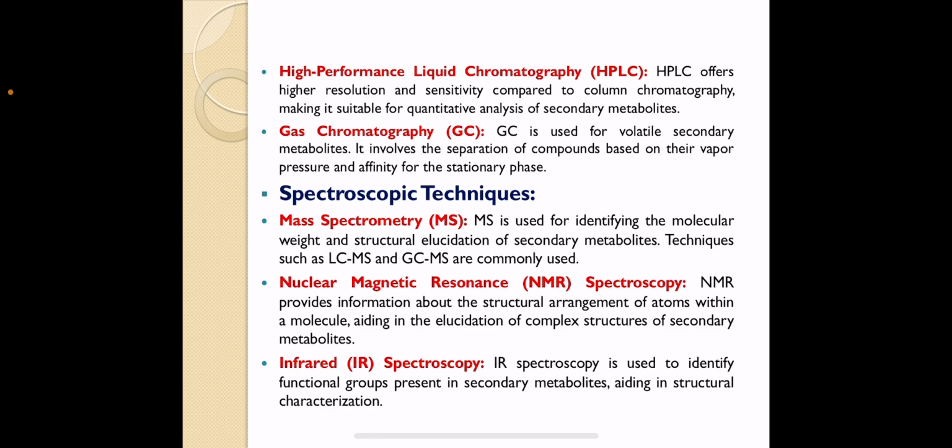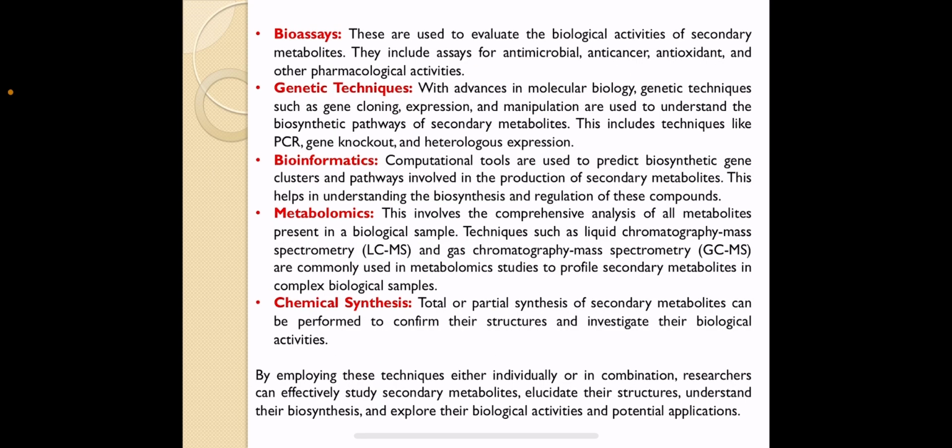And the next one is nuclear magnetic resonance spectroscopy, which provides information about the structural arrangement of atoms within a molecule, aiding in the elucidation of complex structures of secondary metabolites. And the next one is infrared spectroscopy, which is used to identify functional groups present in secondary metabolites, aiding in structural characterization.